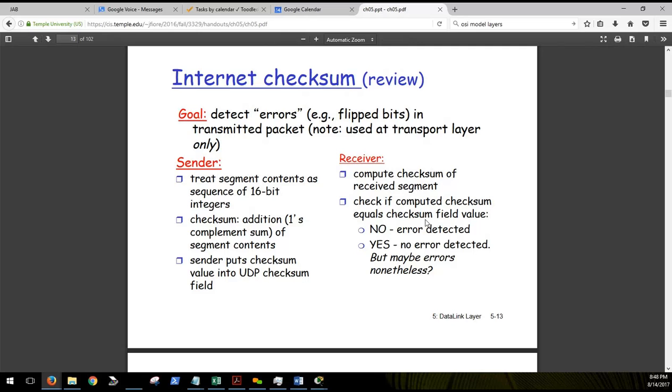If they are equal to one another, no errors are detected. If they are not equal, then errors are detected.